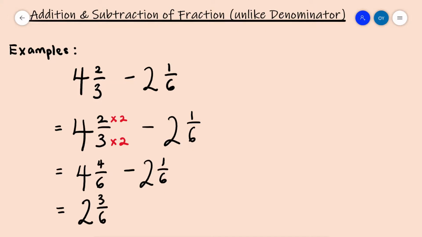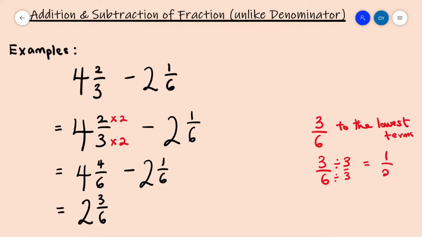So 3 over 6 needs to be reduced to a fraction in the lowest terms. So 3 over 6, the greatest common factor is 3. So we divide both the numerator and the denominator by 3. So we have 1 over 2. So the final answer here is 2 whole number 1 over 2.